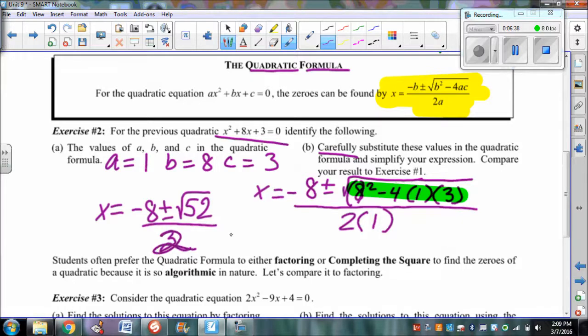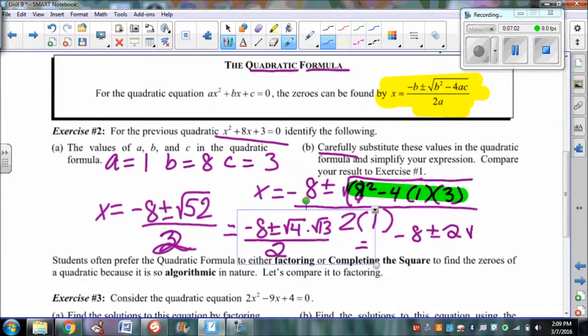Now we've got to simplify that square root of 52 because it does have a perfect square in it, plus and minus. So 4 times 13, hopefully we all agree that that's 52, 4 being the largest perfect square factor. So we get negative 8 plus and minus, the square root of 4 is 2, square root of 13, all over 2.